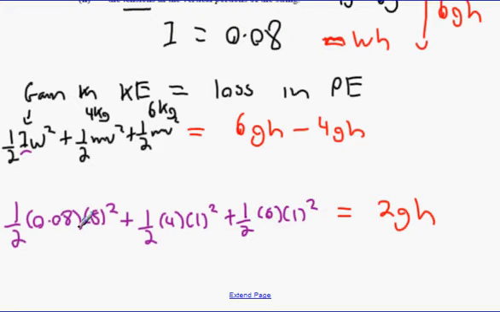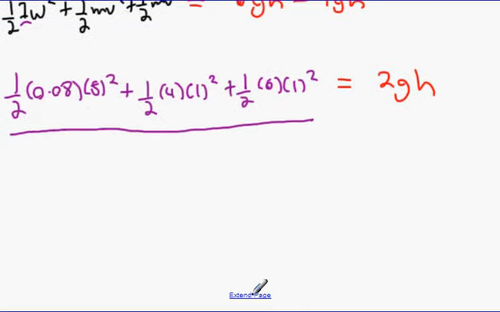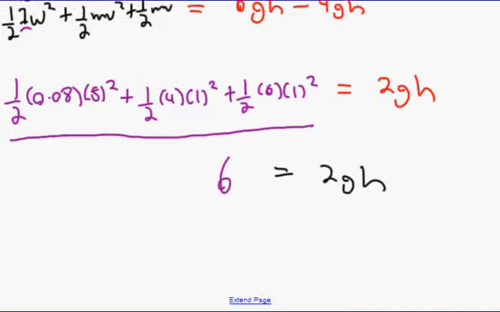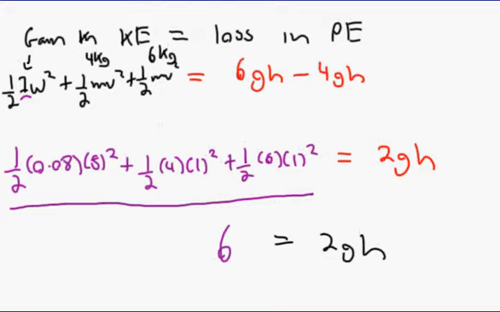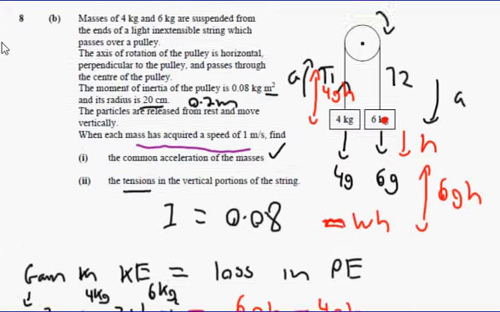We can add these all together just using the calculator, all in one swoop, and what we're going to find is it's 6. 6 equals 2gh. Okay? Where did you tell me omega was found? Where do we get omega equal to 5?